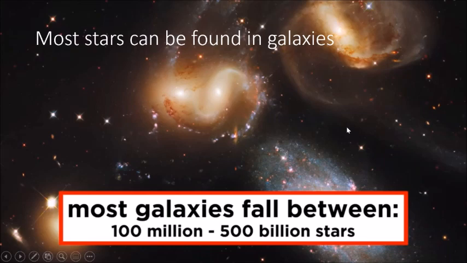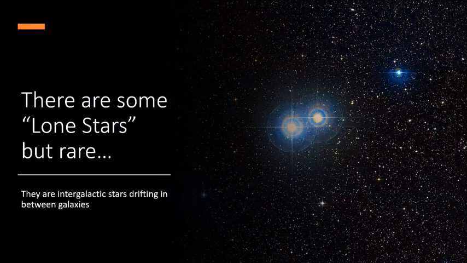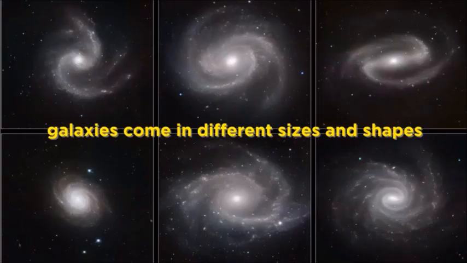There are some lone stars between galaxies, but they're rare. They are intergalactic stars that are drifting between galaxies, and they just kind of got lost, either thrown out of a galaxy or lost or something like that. Galaxies come in many different shapes and sizes.